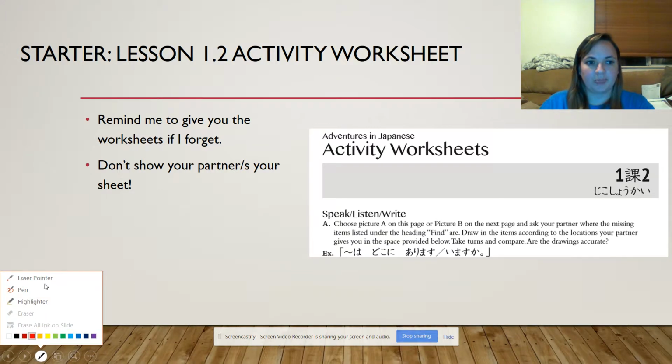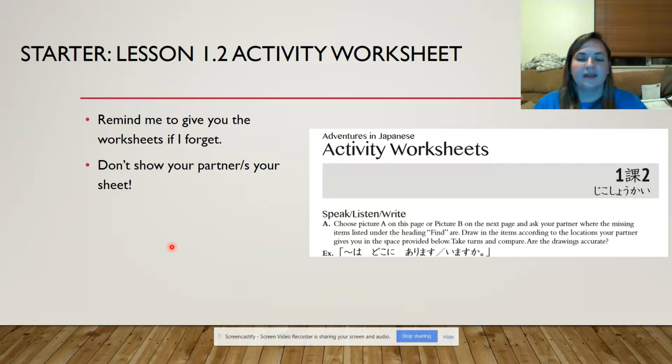じゃあ、OK。じゃあ、日本語の皆さん、こんにちは。そうですね。今日のレッスン始めましょう。まず、今日のスタートですね。これは、前に説明しましたけれども、レッスン1か2の、activity worksheet ですね。So, today what we're going to go ahead and do is your activity worksheet that I explained last class. So, if I forget to give you guys the worksheet, just go ahead and remind me.